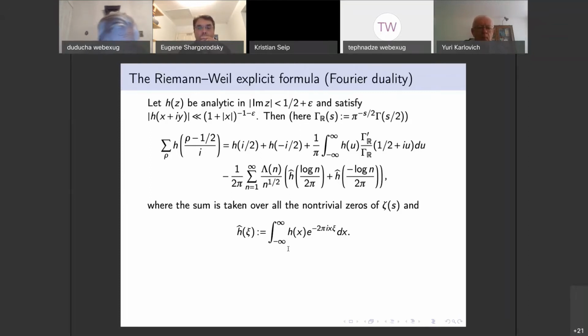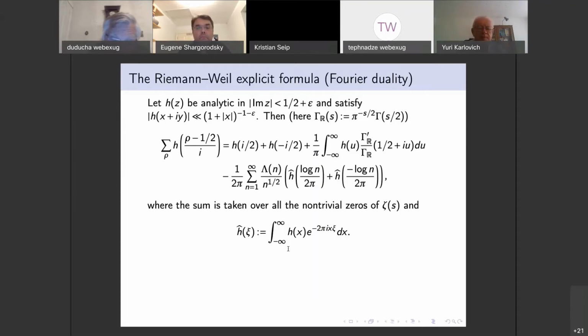To make it a Fourier analytic statement, I now send the critical line, which is vertical, to the horizontal real line, just to have a statement that makes sense as a Fourier analytic statement. So we just send the critical line to the real line.